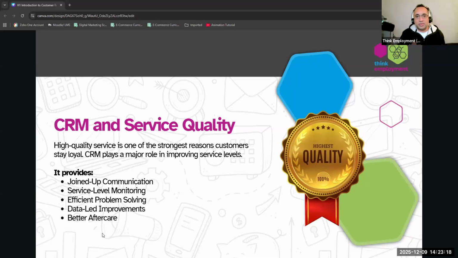So from your business side, you have to give the customer a good experience. Now, if somebody's holding on the phone, then that service quality can be poor if they're holding for a long time. So even that has to be monitored. How long has the customer been on the call waiting for somebody to respond? Even that can be logged into the CRM to see if it's a bottleneck. So: service level monitoring, efficient problem solving, data led improvements, and also better aftercare.